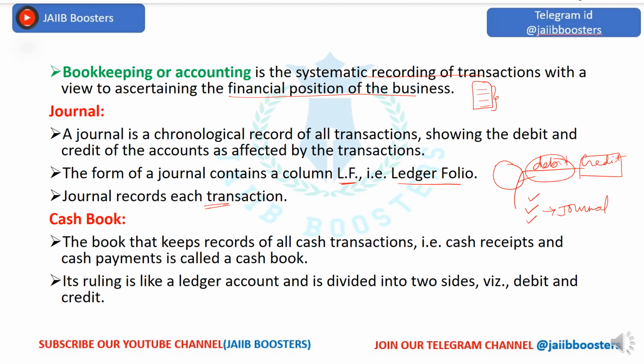Next, cash book. What is cash book? The book that keeps records of all cash transactions, that is cash receipts and cash payments, is called a cash book. Its ruling is like a general account. As we have seen already, there is a ledger account and it is divided into two sides. One is the debit, another is the credit. In this cash book, we will write all the cash receipts and also all cash payments.